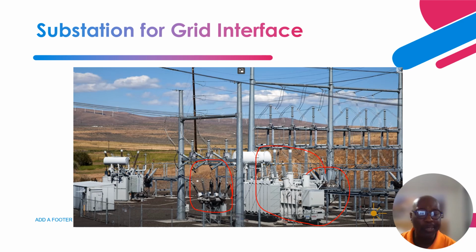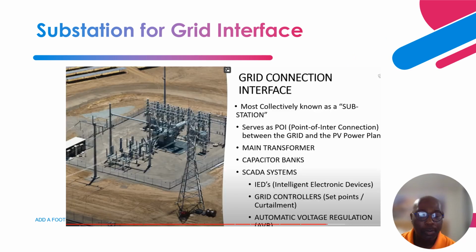This is an arrangement of the integrated substation, and it has a substation breaker and a step-up transformer. So this is the transformer that steps the voltage from 33 kV to 132 kV or 230 kV. Okay, so this is also another picture of a connected grid substation, and it has a main transformer. Its goal is to step the voltage up from 33 kV to 132 kV, 230 kV or 345 kV, and it has capacitance to support voltage regulation, and has a SCADA system, and the SCADA system has IEDs, controllers, and automatic voltage regulation.